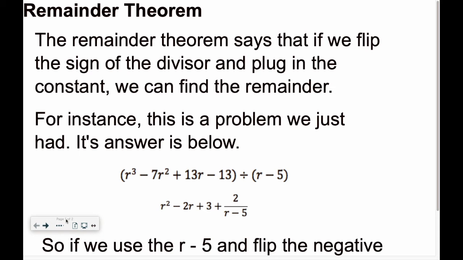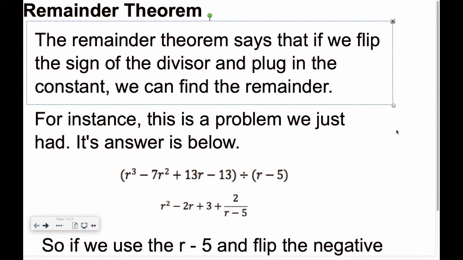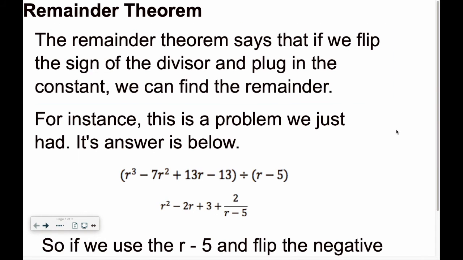So the remainder theorem says that if we flip the sign of a divisor and plug in a constant, we can find the remainder. The divisor is always just this part right here, what we're dividing by. Now let's take a look at an example.